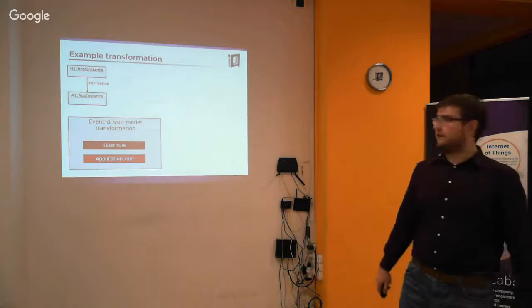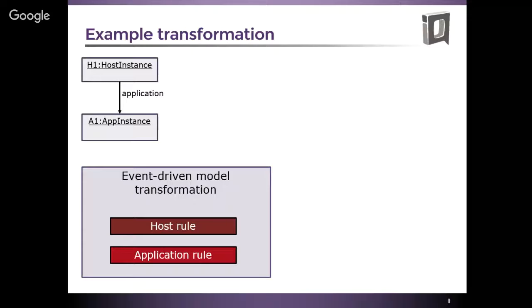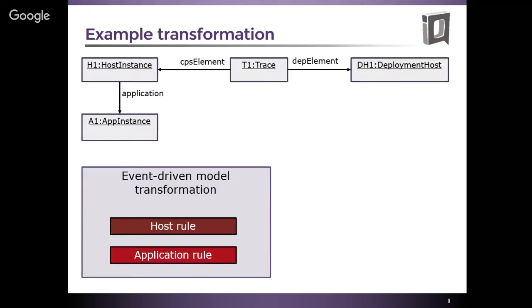Secondly, I'd like to show you the example transformation, which consists of two rules, which are quite simple, actually. The first of them is the host rule, which is responsible for transforming host instances into deployment host instances, basically following this pattern. If a host instance is detected which doesn't have any trace objects associated with it, then a deployment host object is created and a trace relation between them is set.